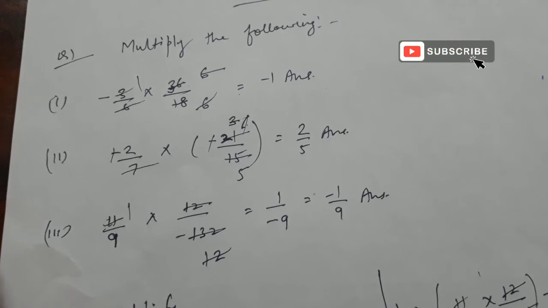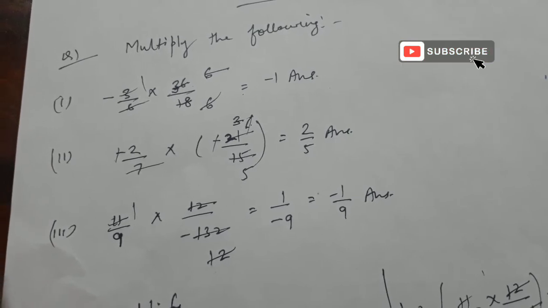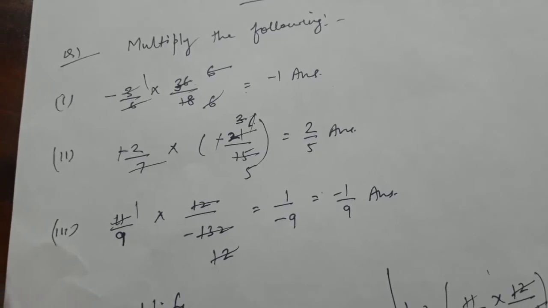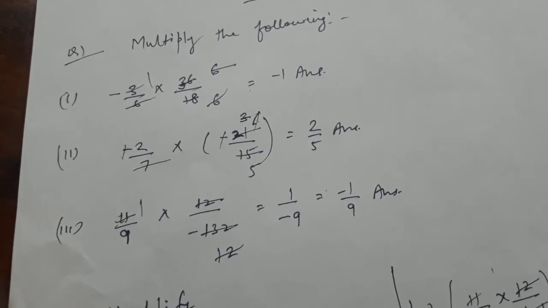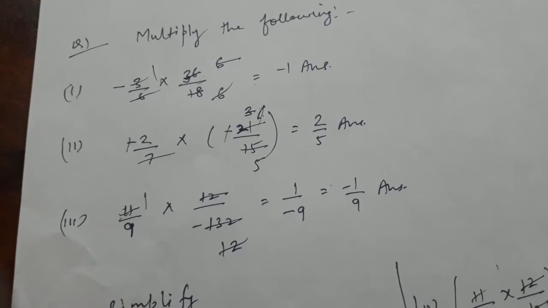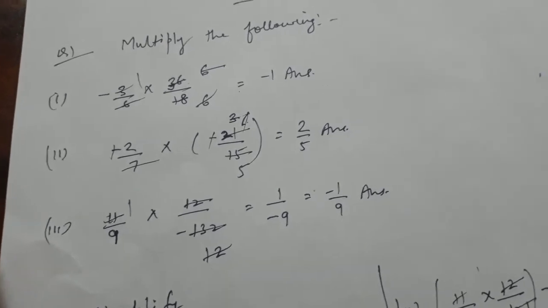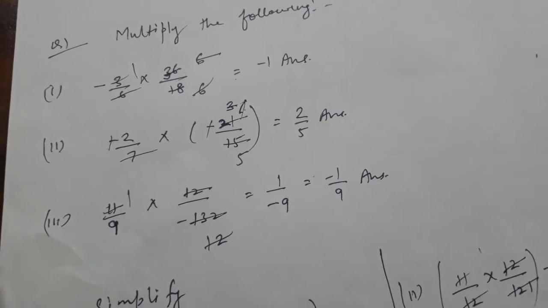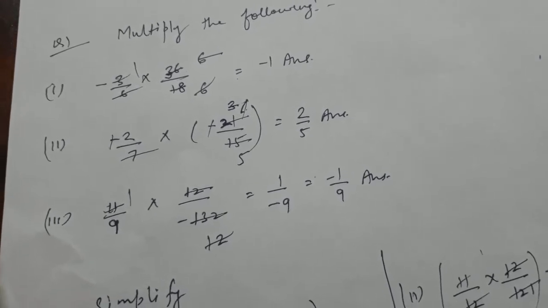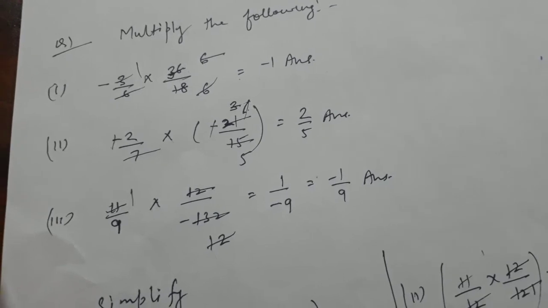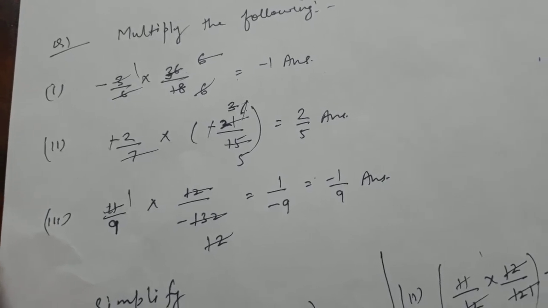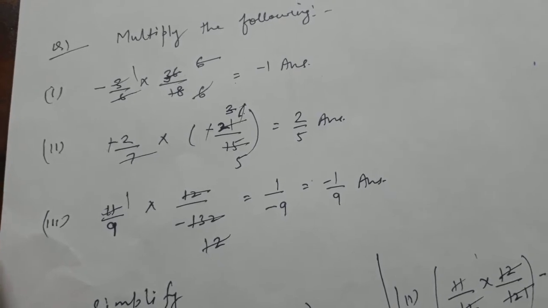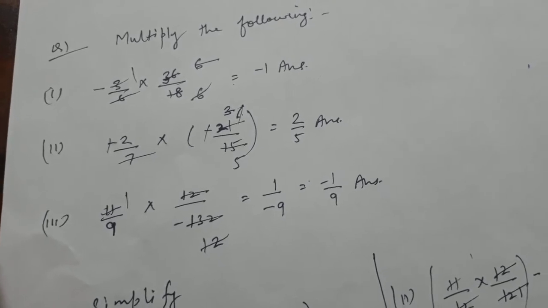In the second option, minus 2 by 7 is getting multiplied by minus 21 by 15. So after cancellation, the answer is 2 by 5. In the third part, 11 by 9 is getting multiplied with 12 by minus 132. After getting cancelled, the answer would be 1 by minus 9. So that negative sign would be shifted to the numerator. So the answer is minus 1 by 9.